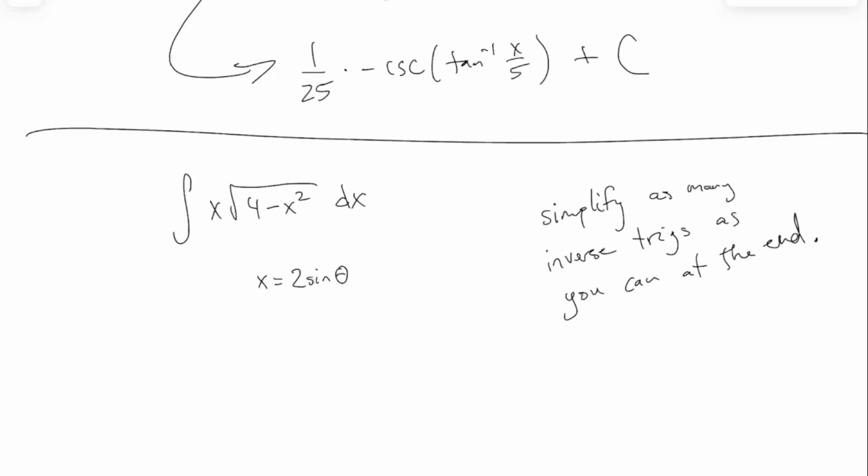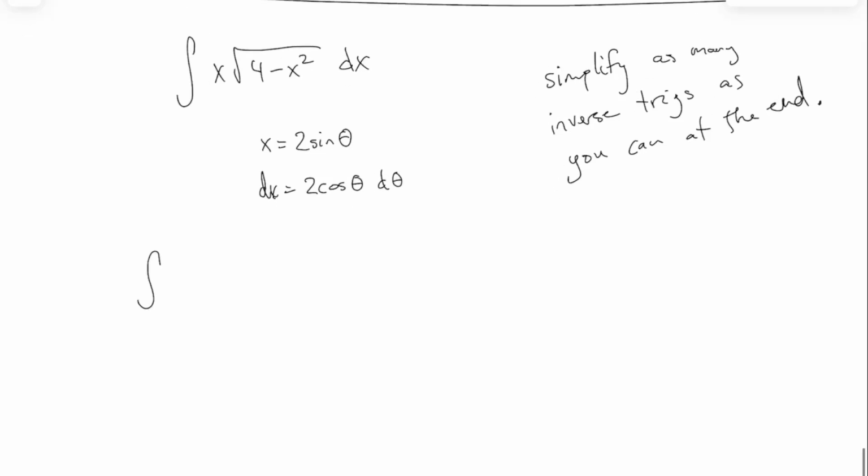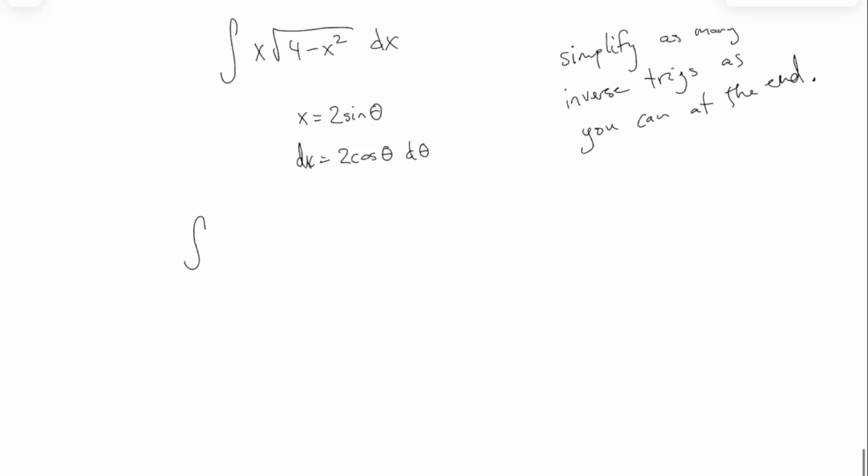All right, let's try this one out. We've got about 10 minutes remaining. I think we can just finish this off and that'll do it. So I did x equals 2 sine theta. We got the same. Everybody did this. dx is 2 cosine theta d theta. So you have to plug in for all the x's. So I'm going to have 2 sine theta times the square root of 4 minus (2 sine theta) squared, like so. And then dx is 2 cosine theta d theta.